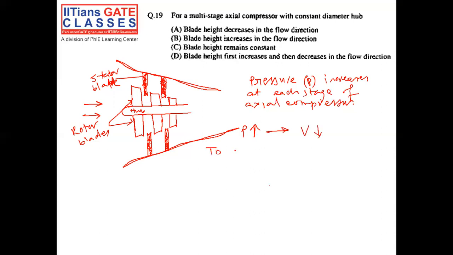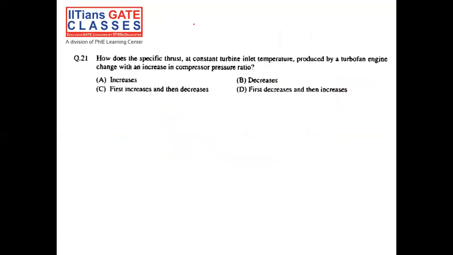But to keep the velocity constant, area is reduced so that the velocity throughout the compressor can remain constant. So that is the reason. And so basically the answer is blade height decreases in the flow direction and the area is made convergent. So moving on to the next question.